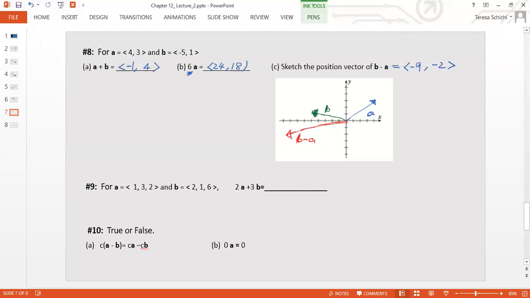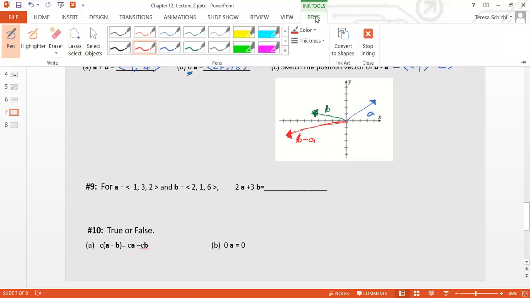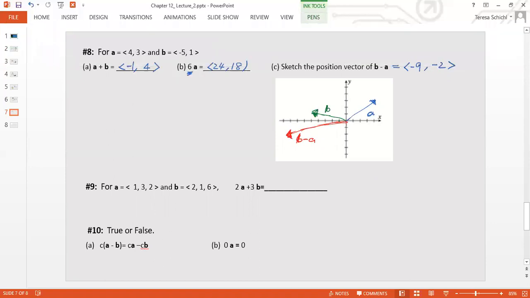Right, so -2 and 9. So this is B minus A. Okay, let's try to use our definition. We say that A and B span a parallelogram, right? So let's draw a parallelogram. I know that because of my drawing here, probably, okay.